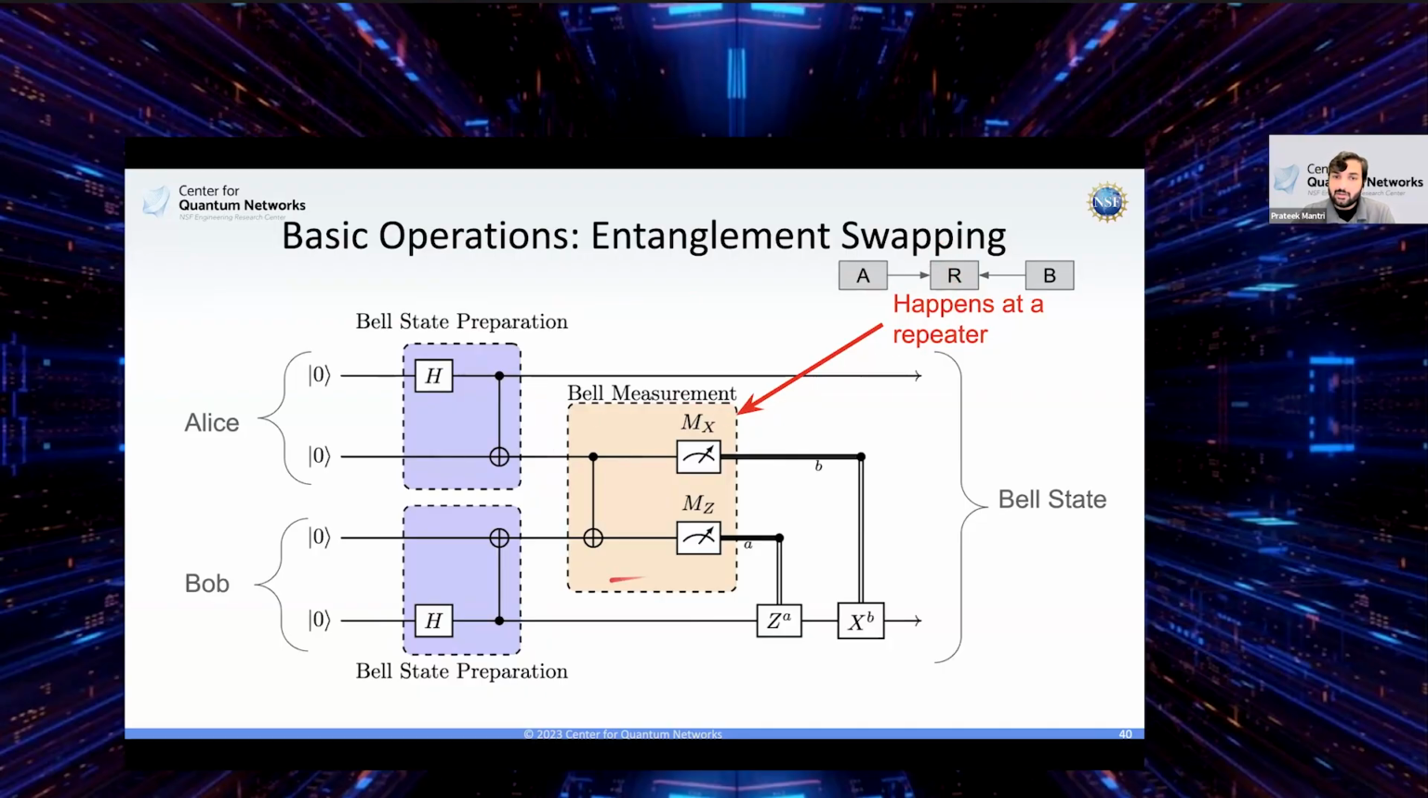At repeater R, we then perform the same Bell measurement circuit that we saw earlier, and then send these measurement results to one of these parties, either Alice or Bob or both. And then Alice and Bob apply some X and Z rotations, again, single qubit rotations, to create a Bell state between Alice and Bob. It is quite similar to the quantum teleportation protocol that we saw earlier. One can even think of it as teleporting an entire Bell state between parties. And this is what is called entanglement swapping.